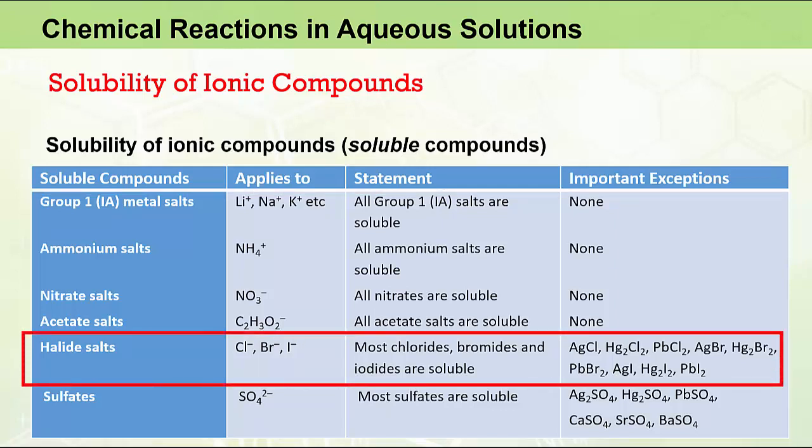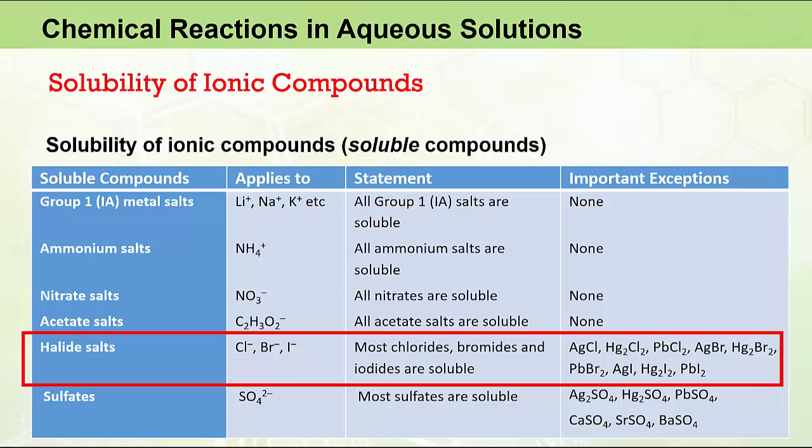Most of the halide salts, the salts containing the chloride ion, the bromide ion, or the iodide ion, are soluble in water. There are, however, 3 important exceptions for each: silver, mercury, and lead. So you can see silver chloride, mercury chloride, and lead chloride are important exceptions. They are insoluble in water. They will not dissolve to any appreciable extent.